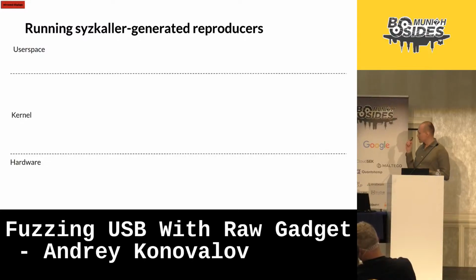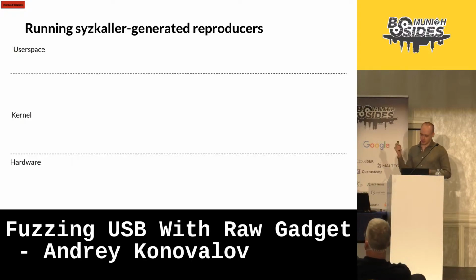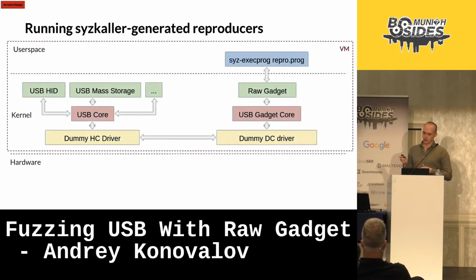Now, I want to get to the final part of the talk, which I think is the most awesome part. So first, when you're using Syzkaller to fuzz the kernel, whenever Syzkaller finds a bug, it generates a reproducer for this bug. And a reproducer is essentially a sequence of actions the fuzzer can do to trigger a particular bug. So Syzkaller has a utility, a tool to run these reproducers. It's called syz-execprog. So essentially, when Syzkaller generates a reproducer, you can run it and trigger the bug. And it works with USB as well.